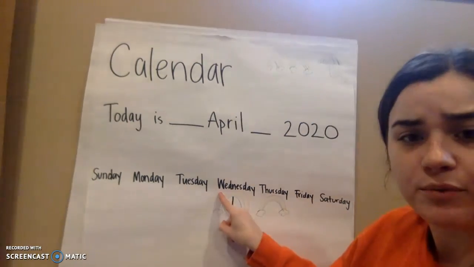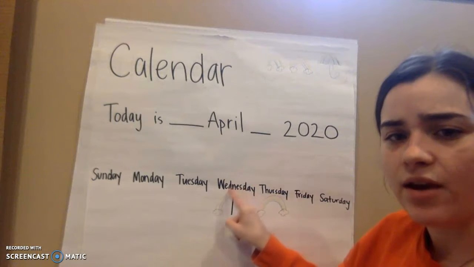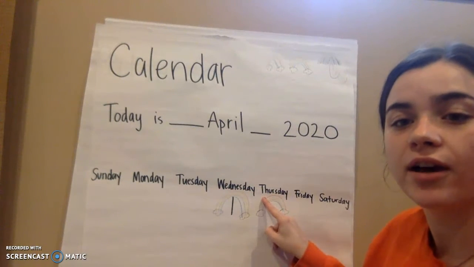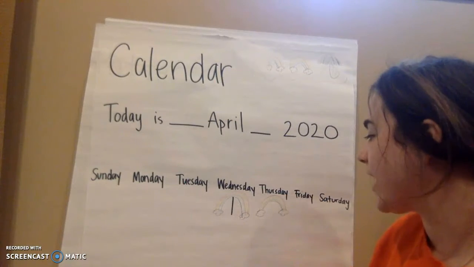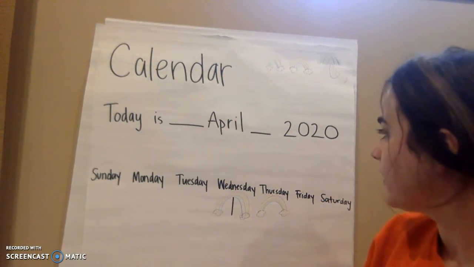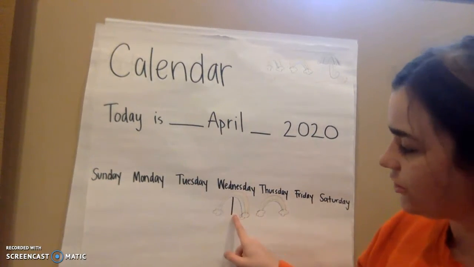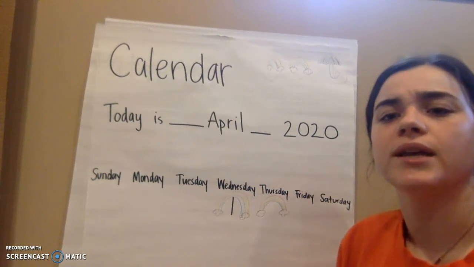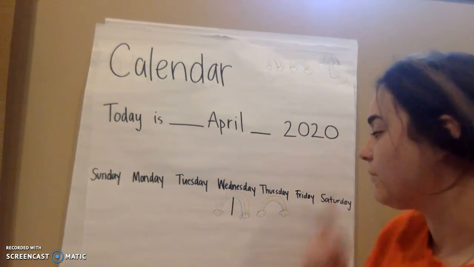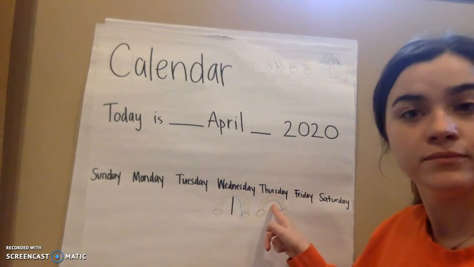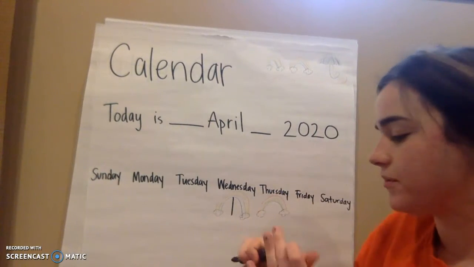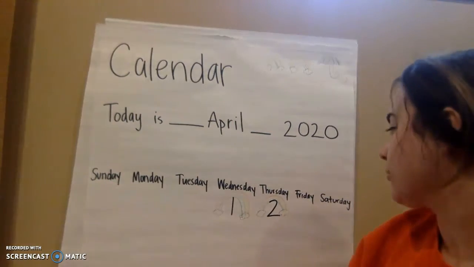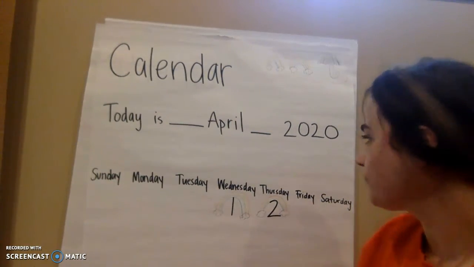If yesterday was Wednesday, today is Thursday. Yesterday I had the number 1. What number comes next? Let me think. Let me count. 1, 2. The number 2 comes next. So now I'm going to take my marker and in the rainbow, I'm going to write the number 2.